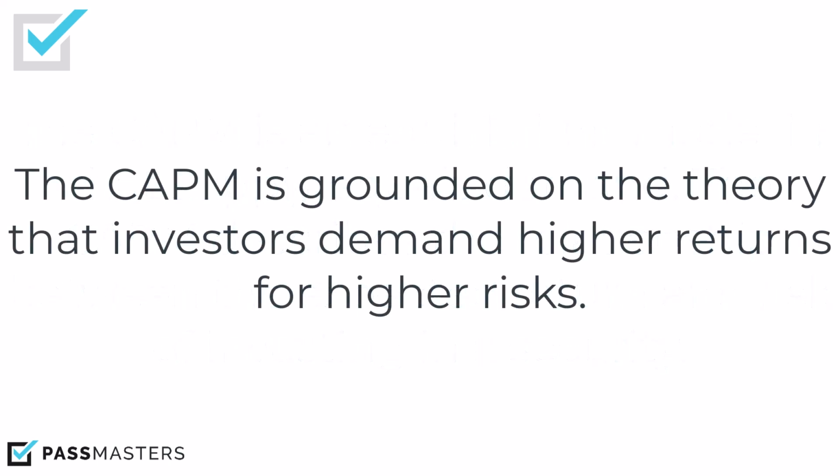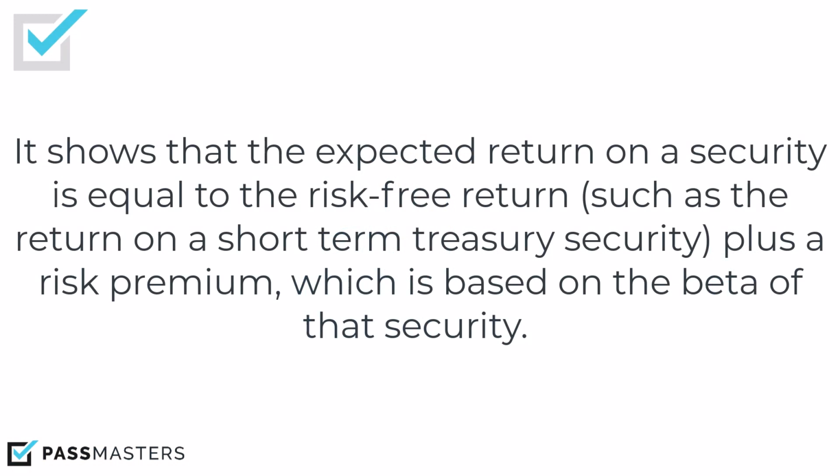The capital asset pricing model is grounded on the theory that investors demand higher returns for higher risks. I think that's true, right? If an investor is going to invest in something riskier than something else, they demand a higher return. The capital asset pricing model shows that the expected return on a security is equal to the risk-free return, such as the return on a short-term treasury security, plus a risk premium, which is based on the beta of that security. So these are things that are going to go into the formula for expected return using the capital asset pricing model.